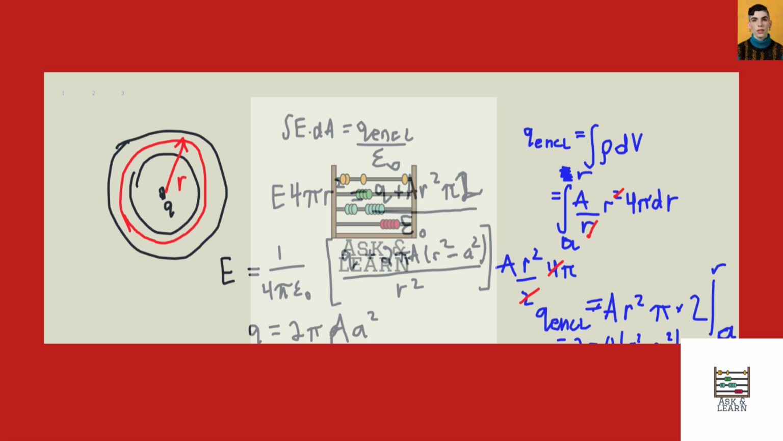And so if you solve that for A, then you might get what I got, which is A is 1.79 times 10 to the minus 11.